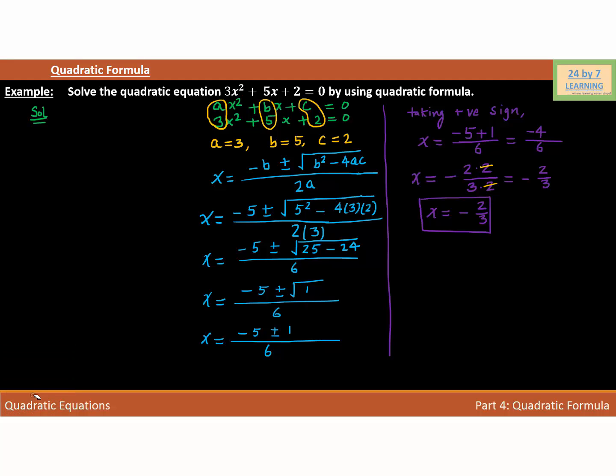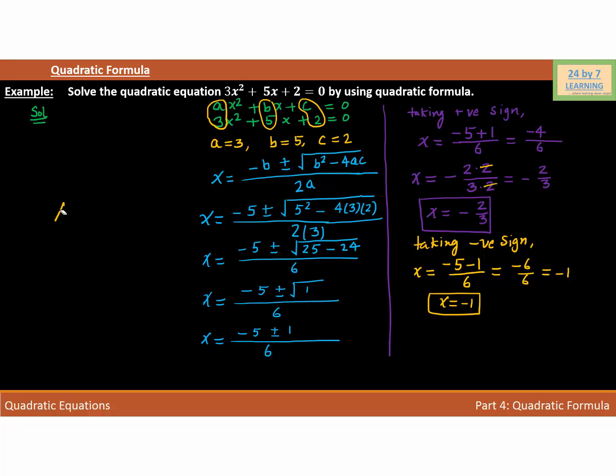Now let's take the negative sign, and if I take the negative sign, I will write this term again with a negative sign. So I will write, taking negative sign, x is equal to negative 5 minus 1 over 6. And negative 5 minus 1 is basically negative 6 over 6. If I divide 6 by 6, I will get 1. So the value of x is basically negative 1.